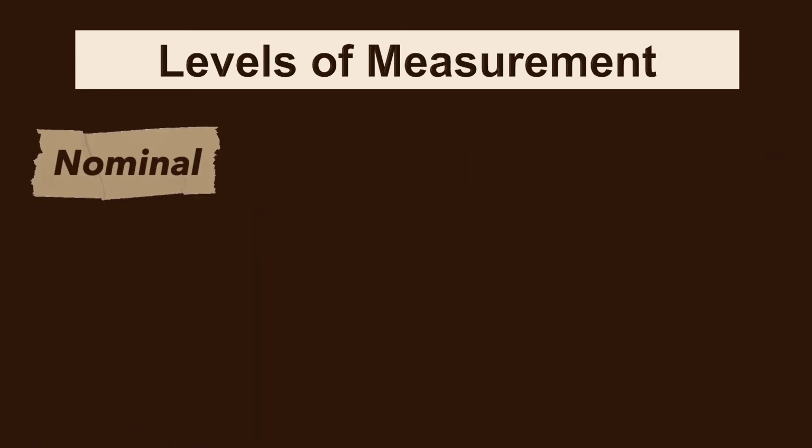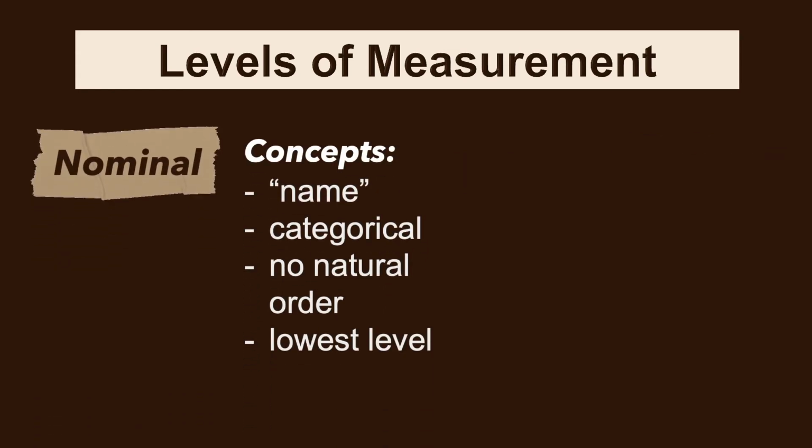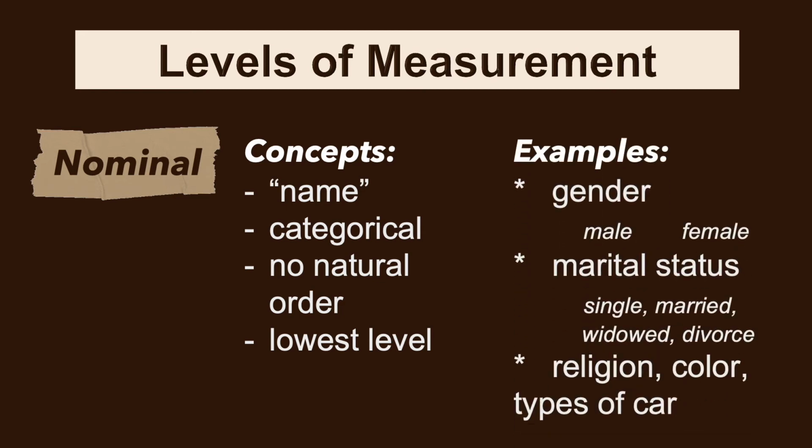When we say nominal level of measurement class, the root word for nominal is name: categorical, no natural order, and lowest level. Nominal level class is considered the lowest because you cannot arrange them. The very purpose of nominal class is to categorize them. Examples are gender, marital status, religion, color, types of car.